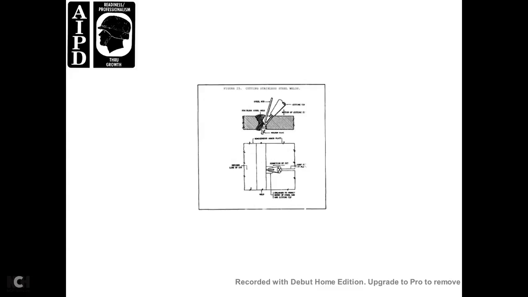Figure 24 shows the overhead fillet welding position. Figure 25 shows cutting a stainless steel weld.